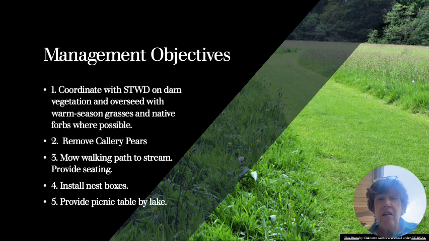Number 3, in the Mush Creek corridor, mow a walking path to the stream, clear out the brush by the stream, and provide seeding. Number 4, install nest boxes by the lake and in the Mush Creek corridor. Number 5, provide a picnic table by the lake.